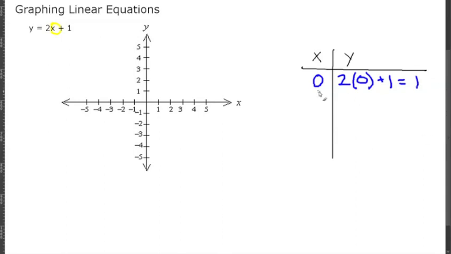So our point is 0, 1, and we can plot that. So we're going to go 0 in the x direction and 1 in the y direction. So we'll be right there.